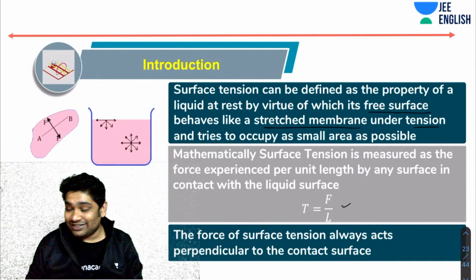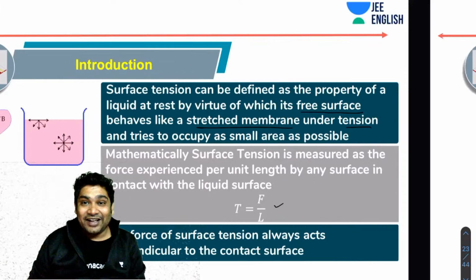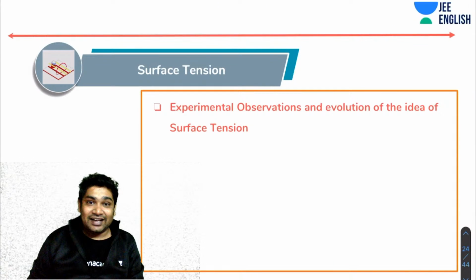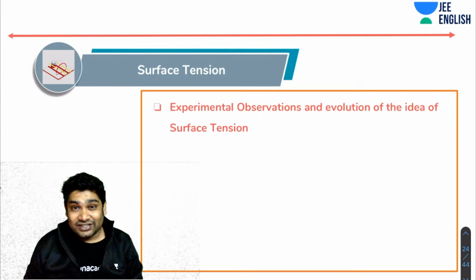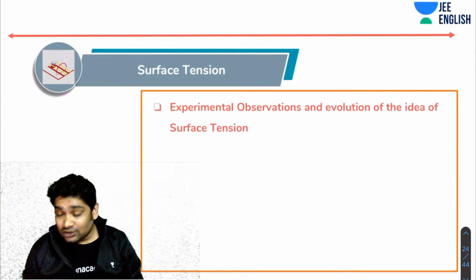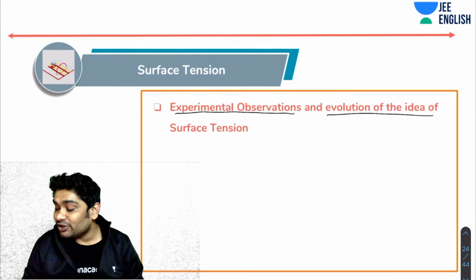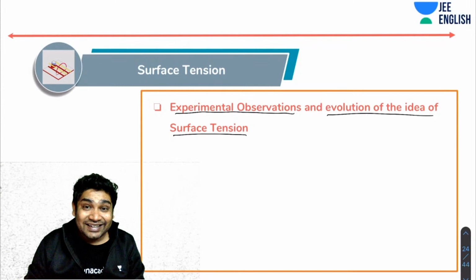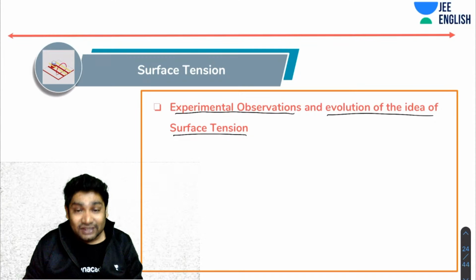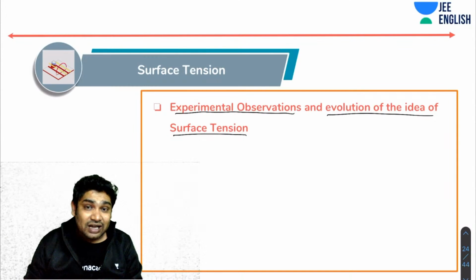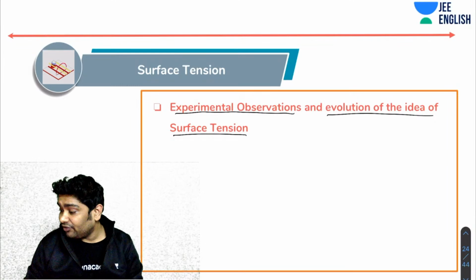Then we will start our discussion of why we are defining it the way we are defining it, and why we are saying the things that we are saying about surface tension. So let's talk about some experimental observations and the evolution of the idea of surface tension. Why did somebody think about the idea of surface tension? There were a lot of experimental observations which were unexplained. I don't know if you've noticed this.